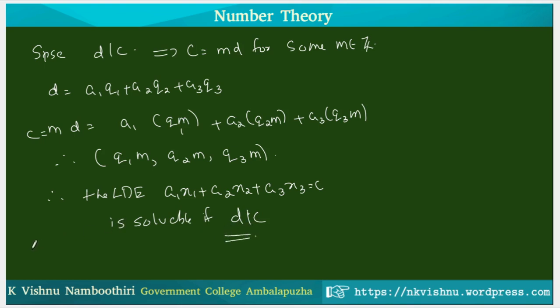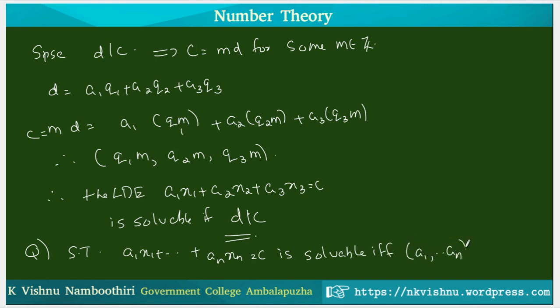Now we can extend this for any n elements. So the question is the following: show that a1 x1 plus etc. plus an xn equal to c is solvable if and only if the GCD of a1, a2, etc., an divides c. I'm leaving this as an exercise.